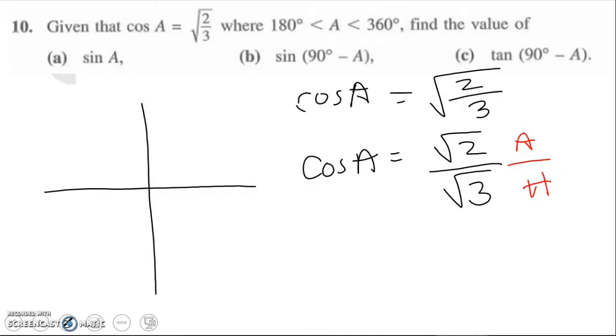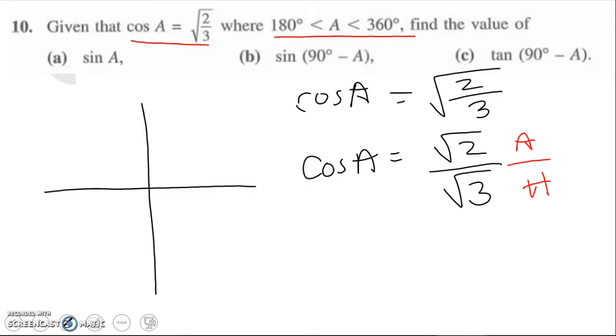So, with that being said, let's go ahead and put our values in. It does mention it's between 180 and 360, so forget Q1 and Q2. It's got to be either in Q3 or Q4. And then you ask yourself, well, which one is it? Is it Q3 or Q4? Well, this will tell you that this is in Q4 because cosine's positive.